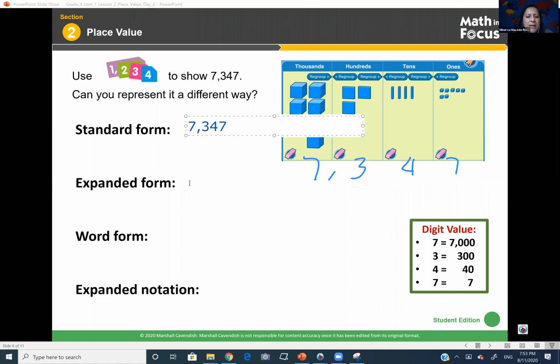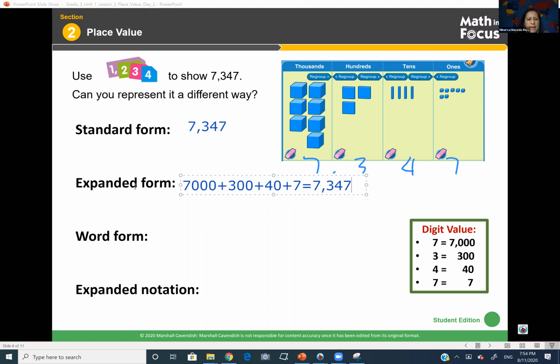Now the expanded form is going to use the values of the digits that we found before. We only put them as an addition in a number sentence. So I'm going to say it is 7,000 plus 300 plus 40 plus 7. And when I add all the numbers, the answer is going to be the same, 7,347.